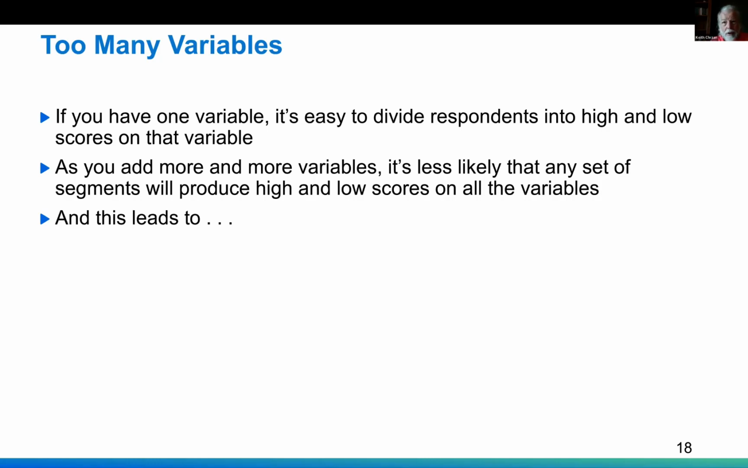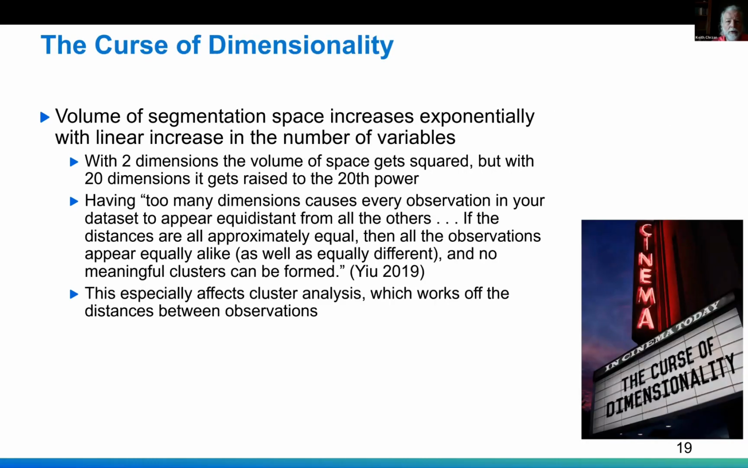When you add a second variable, it becomes harder. And when you add 5 or 10 or 20 variables, the more variables you add, the less likely it is that your segments are going to be able to produce high and low scores on all the variables. It's just not going to be feasible. And so what you're going to end up with, if you have lots of variables, is segments that don't look very different at all. And the reason for that is something called the Curse of Dimensionality.